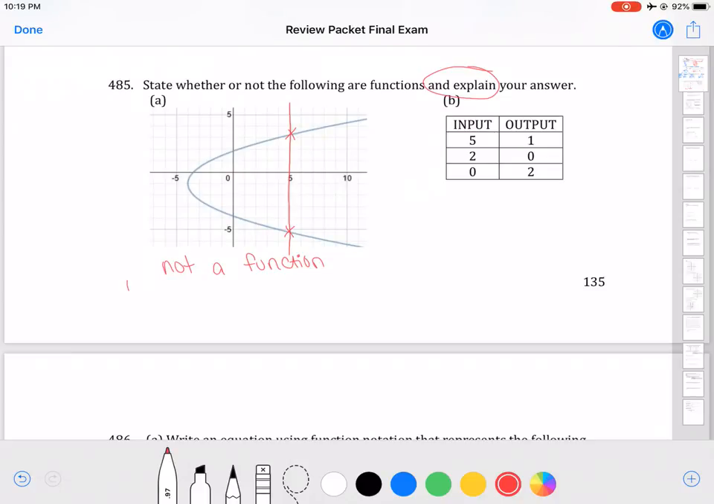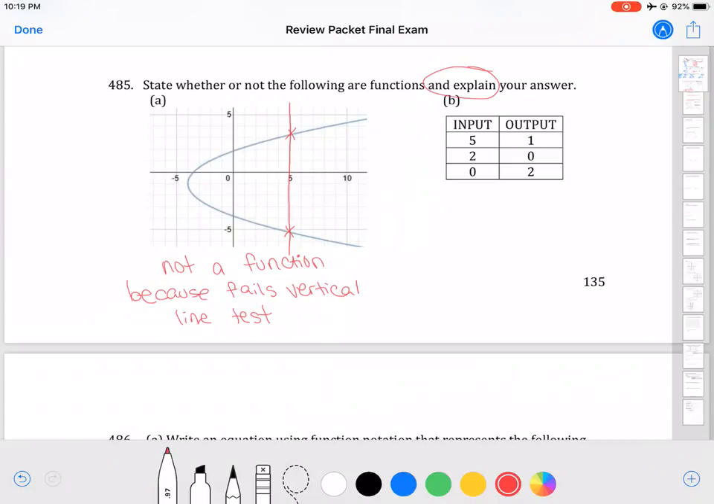So my answer is not a function, and I'm going to say because it fails the vertical line test. You could also say because the vertical line touches twice. That's almost a better answer. Okay, but definitely not a function because it either touches twice or because it fails the vertical line test.